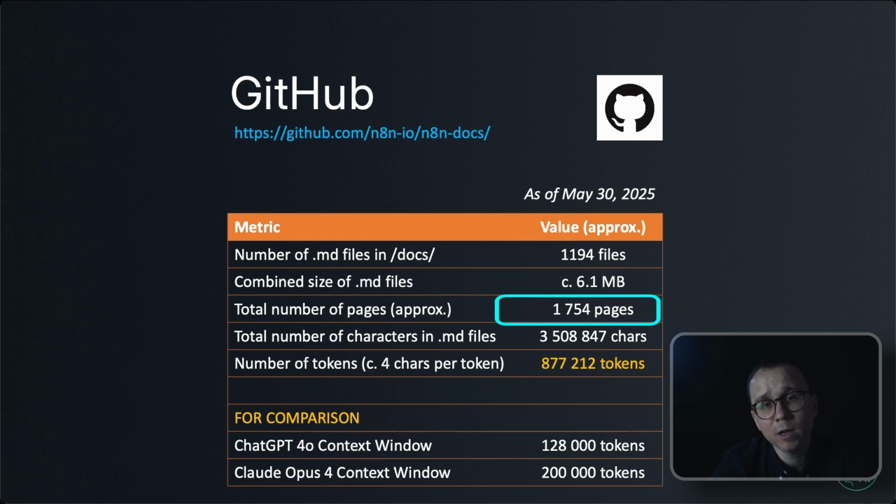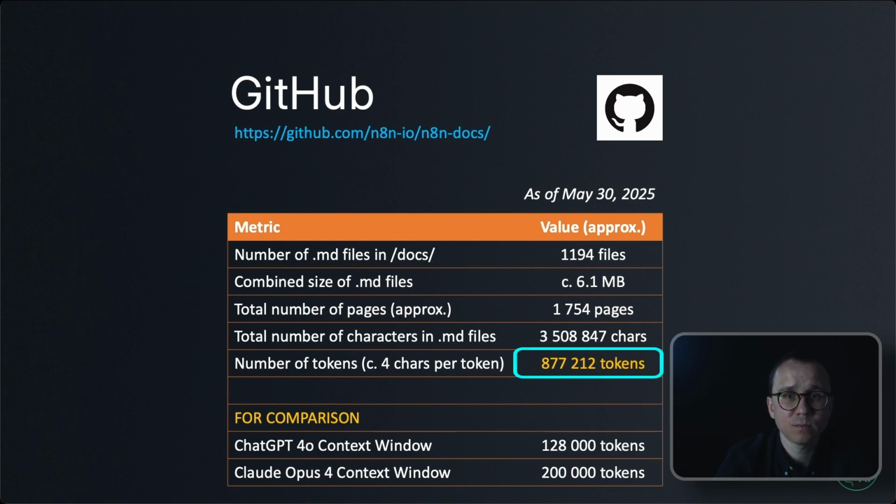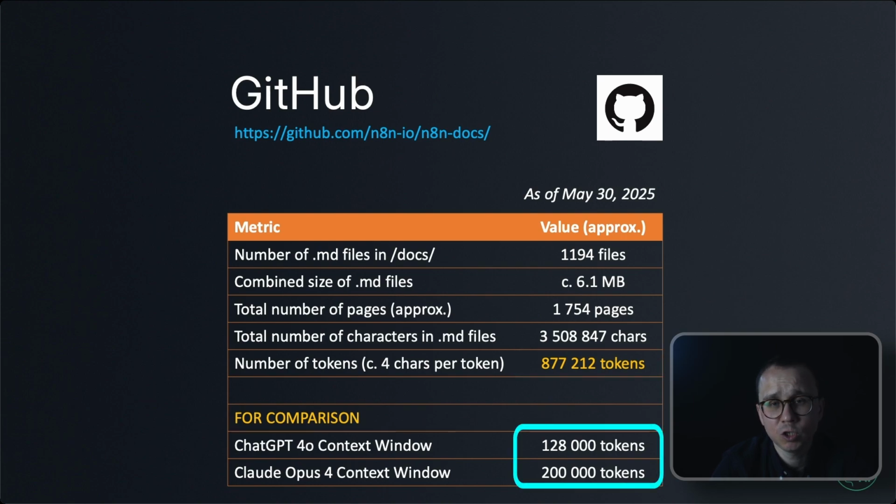If we assume that one LLM token is approximately 4 characters, it means that it's almost 1 million tokens. In comparison, you can see at the bottom of the table that the maximum context window for ChatGPT and Claude is currently 128,000 and 200,000 tokens respectively, which means that if we just give this knowledge base to the model, it will not be able to process it.